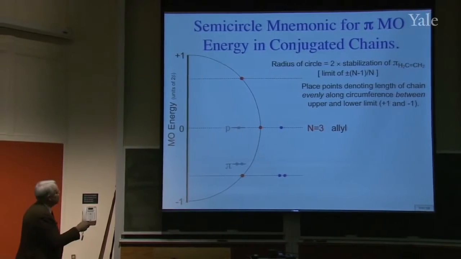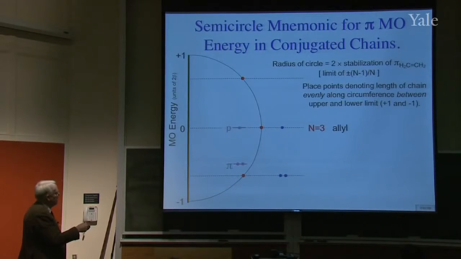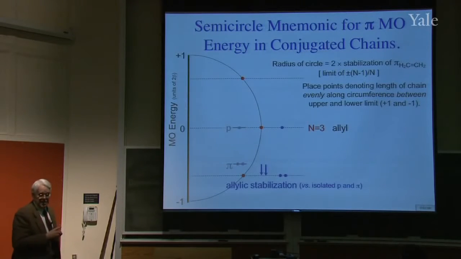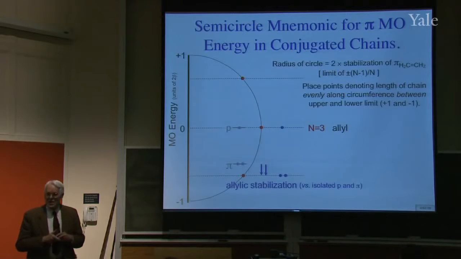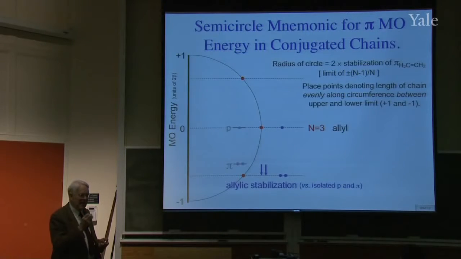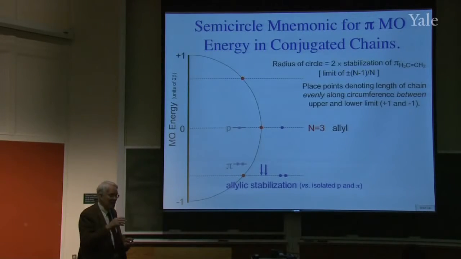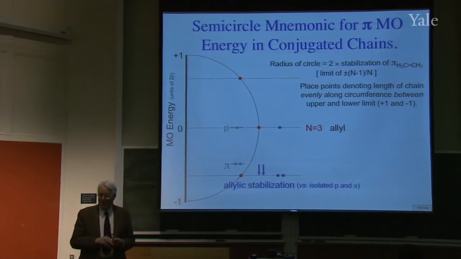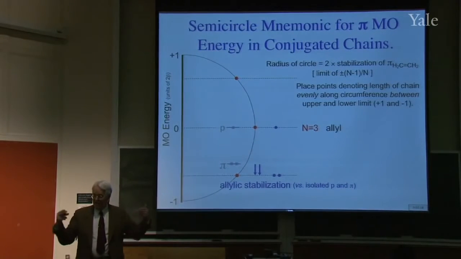Well, you can see that if you had just a p orbital and a pi bond, you'd have these energies. In allyl, you have these energies, okay? So that's the allylic stabilization. Notice the orbitals, the electrons that got stabilized were the ones in the lowest orbital in the difference between having them separate and having them together.